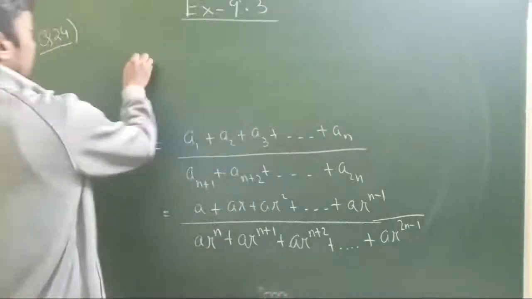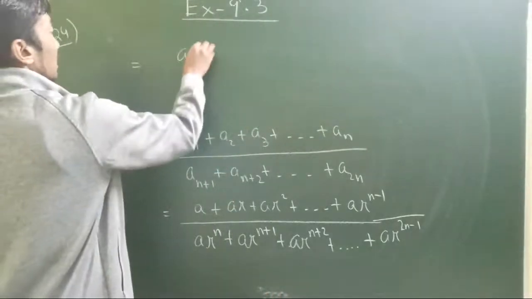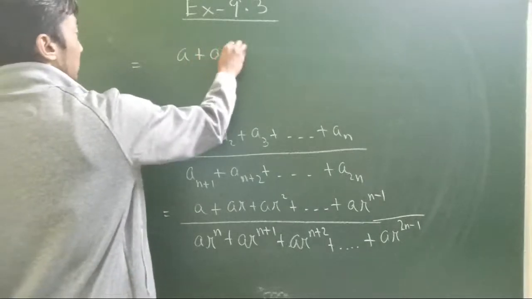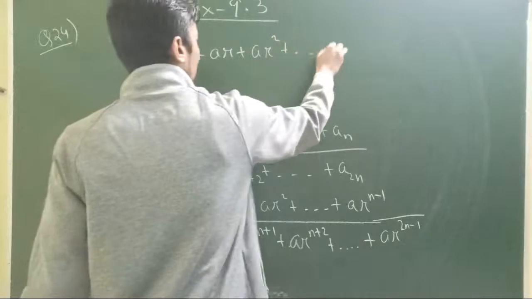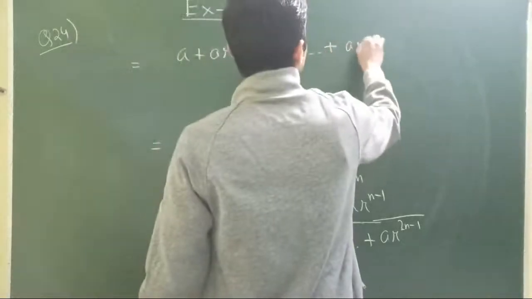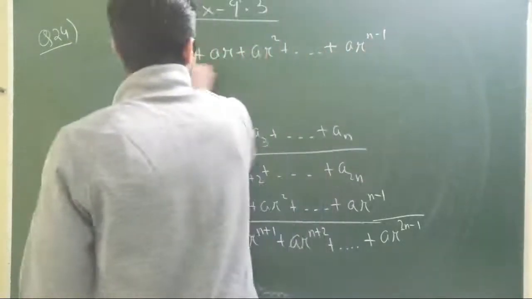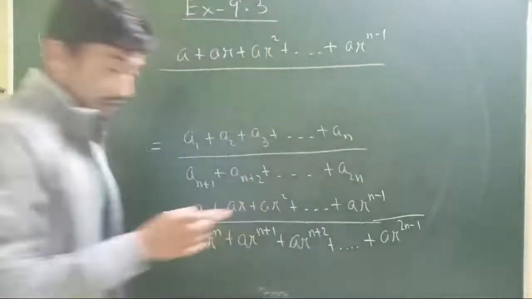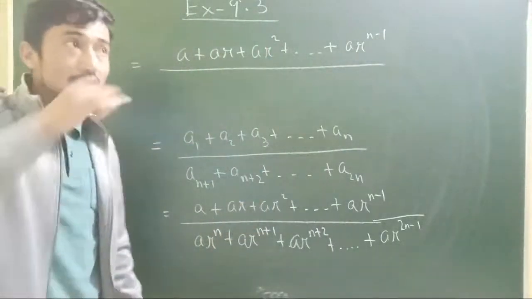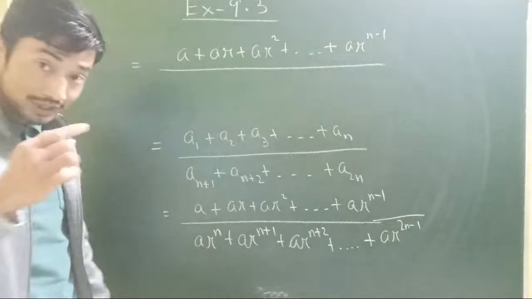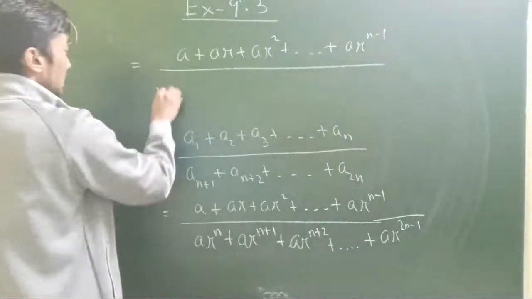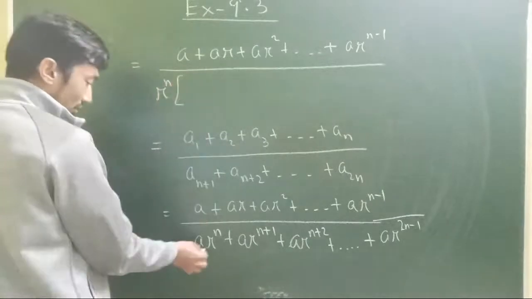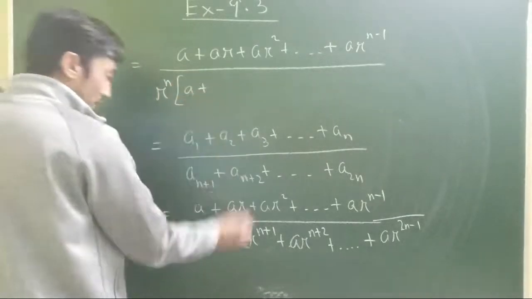Now, if we can do something, what something? Upper, let's leave it as it is: ar^2 ... ar^(n-1). Below, because if you look at the proof, the ratio is 1 by r^n. That gives you an idea: 1 by r^n. Can we take r^n common? Definitely. If we take r^n common, what is left here? a. What is left here?